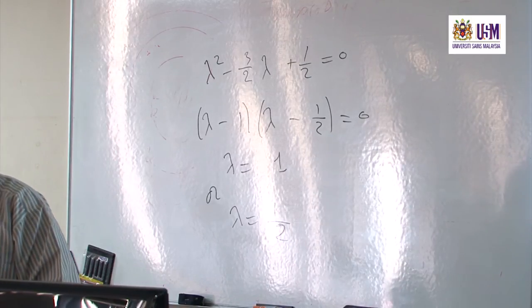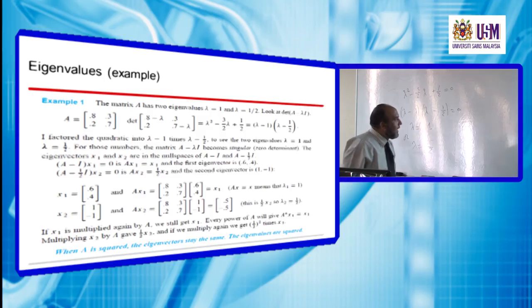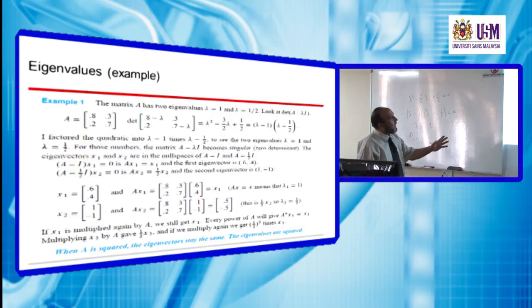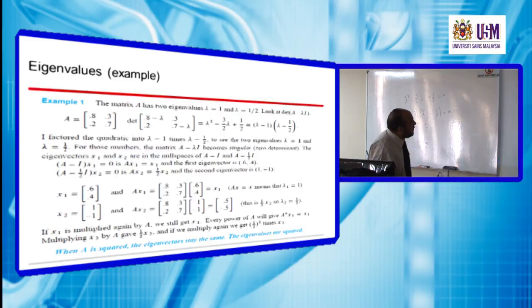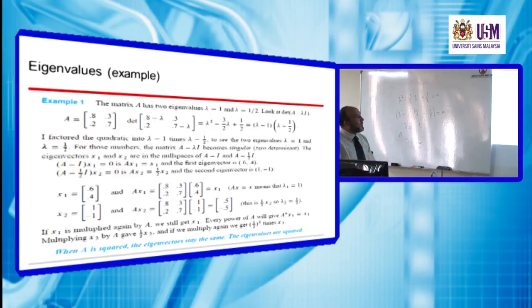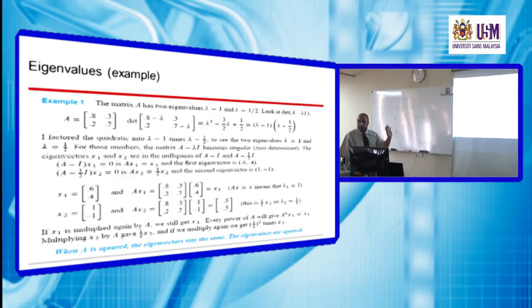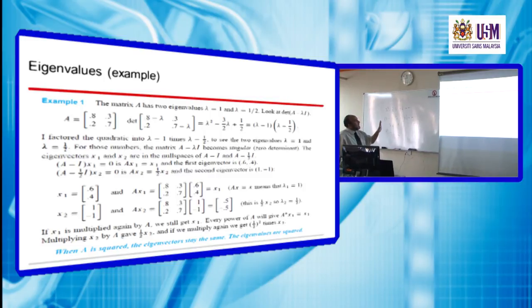Is it okay? Okay. So we have two eigenvalues here, 1 and 1/2. For the value of 1, the eigenvector is kept the same, or left unchanged, and for the value of half, the vector is shrunk to half its length.